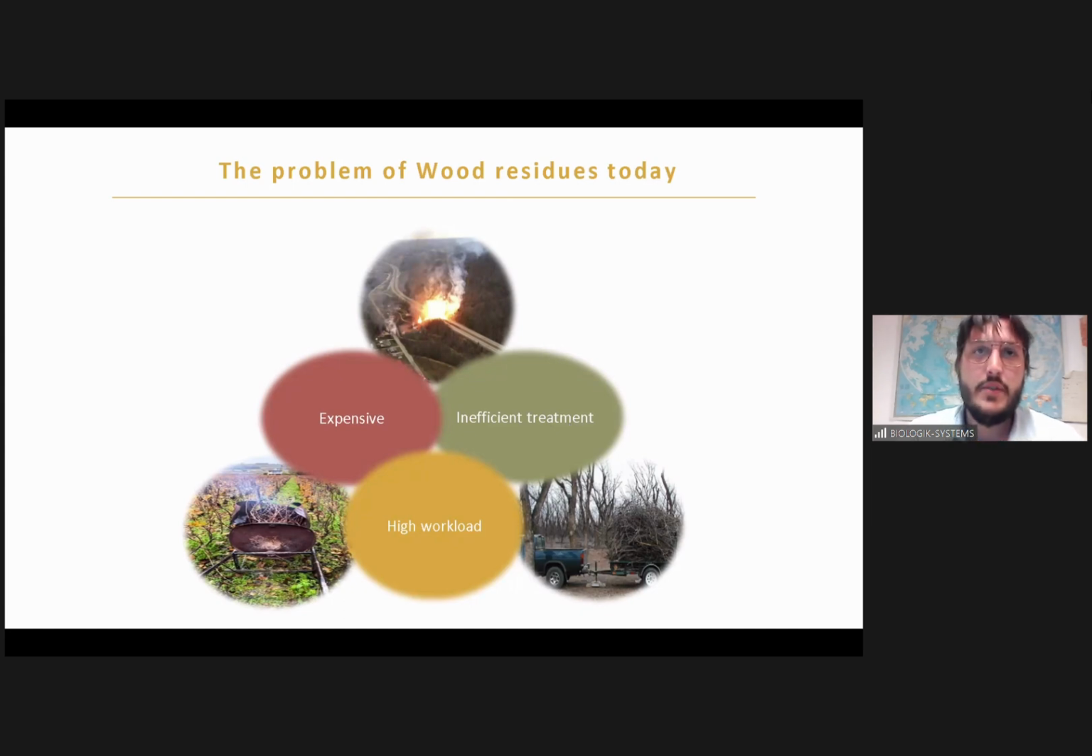So the problems today are that at one point we use fossil fuels, which are actually expensive, if not some mechanism are to make them cheaper. And to get rid of the wood, it's extremely work intensive, and at the same time, it's an inefficient treatment because it's just destroying it to not see the problem, actually, what is done mainly today.